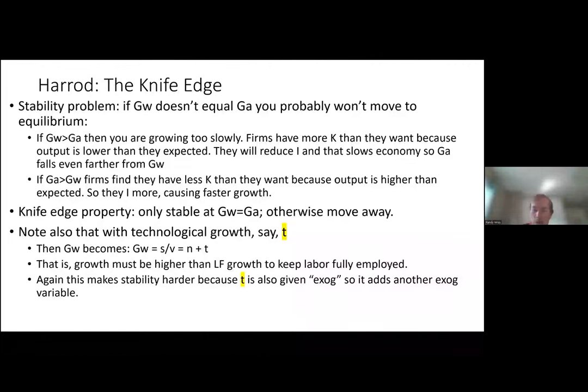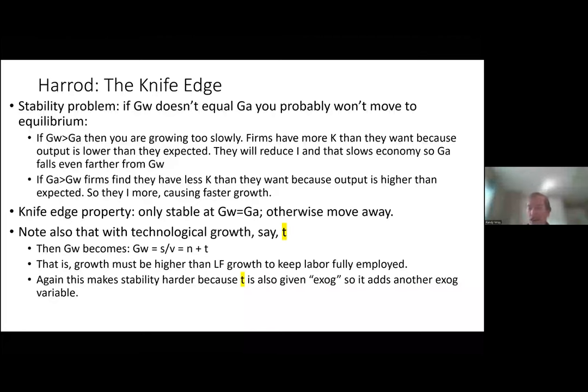So there's a stability problem. If the warranted doesn't equal the actual, you probably won't move to equilibrium. You'll move further and further away. If the warranted is above the actual, you're growing too slowly. Firms have more capital than they want because output is lower than they expected. So what do they do? Reduce investment. What does that do? Slows growth even more. So you fall away from the warranted rate. You move to a slower and slower growth rate.